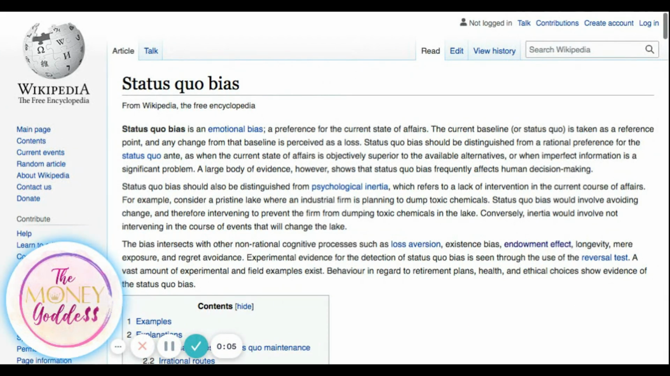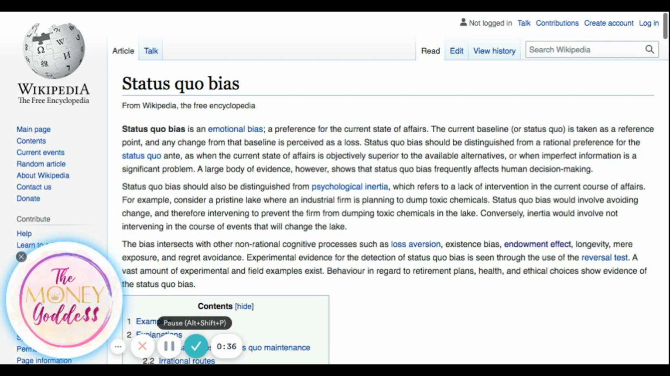The next fallacy we are going to talk about is the status quo bias, which is an emotional bias for things to stay as they are. So a preference for the current state of affairs. That's pretty easy to understand, right? So you have a certain reference point. Most people are averse to change, and so they would like things to stay as they are. If it ain't broke, why fix it, right? But the thing to keep in mind with investing is that everything changes, right?